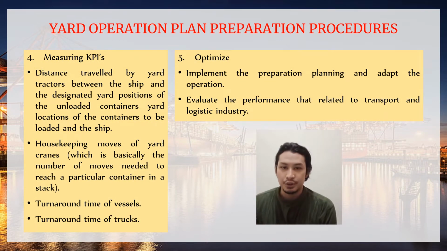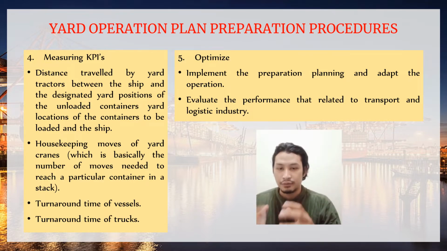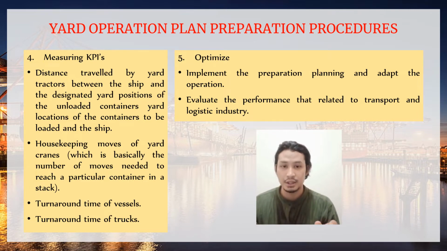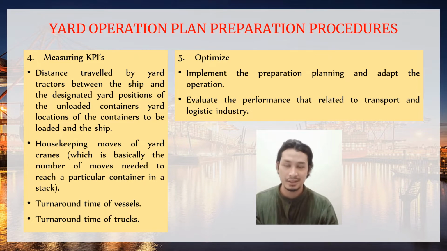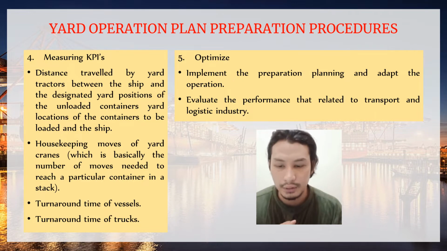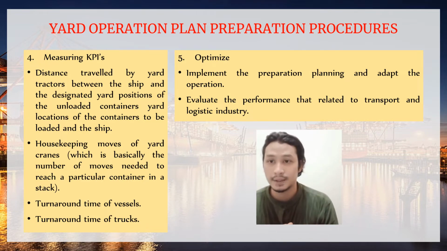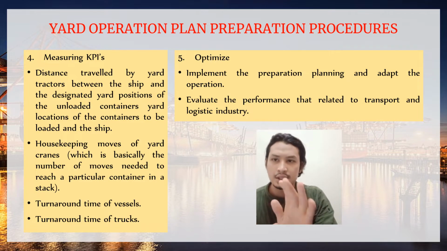The fourth is measuring KPI. This KPI we are using is for fast results. For example, on the first days they will look at the container movements, and when you see there are problems, we have to improve them. For example, the distance from the container yards to the berthing locations: is it facilitating the truck to move or not? We have to find another way and solutions. Okay, the turnaround of vessel and the turnaround of truck.